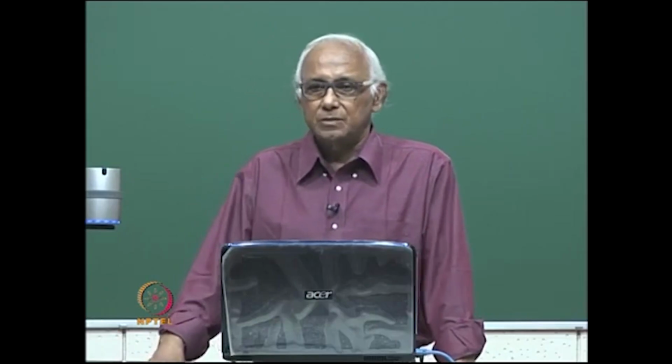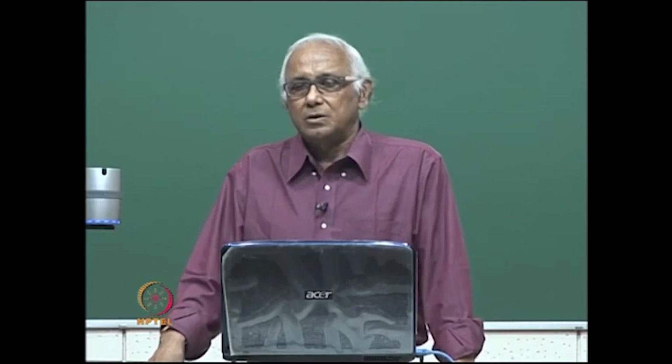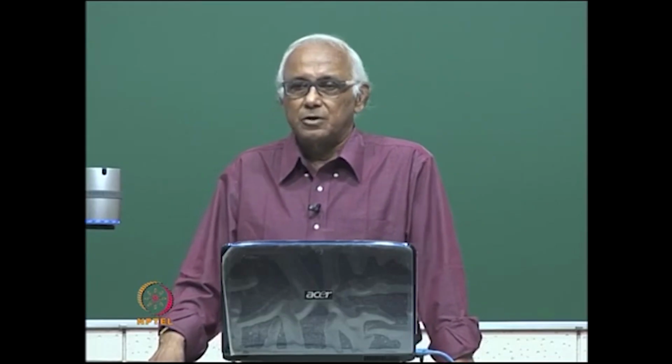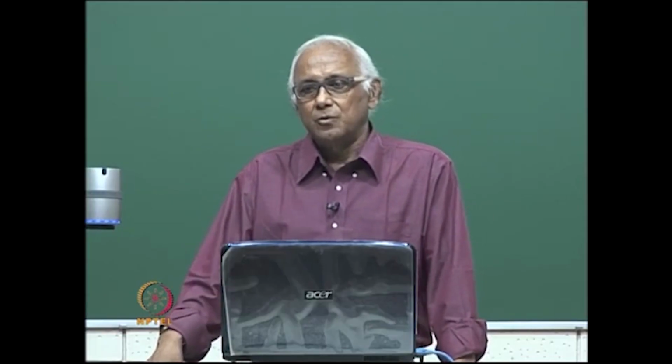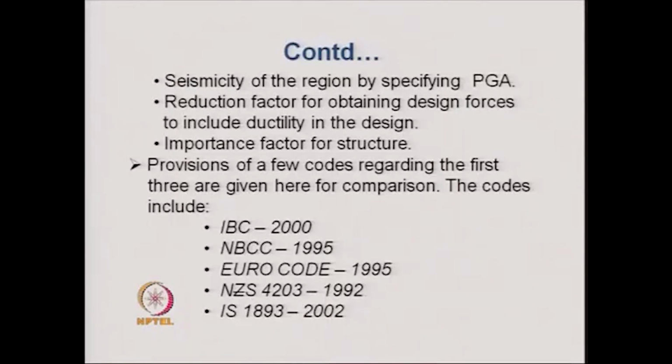So, for these three categories of the soil, the spectral acceleration or the CH value which is obtained for different time periods do vary. Therefore, we have different curves for the different soil conditions. The next important thing that is specified by the code is the seismicity of the region by specifying peak ground accelerations. This is done by dividing the entire country into different zones, and for each zone we specify an expected value of peak ground acceleration, and the structures are designed for that peak ground acceleration while designing structures in that specific region.